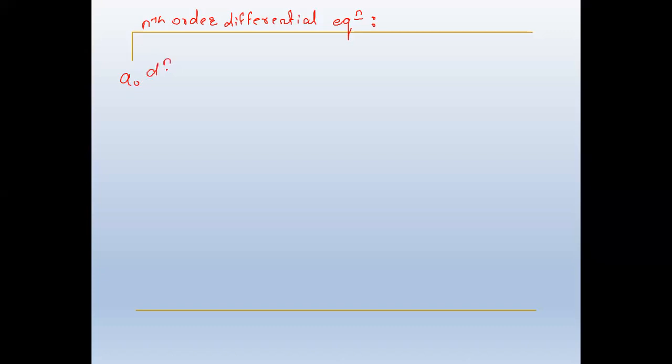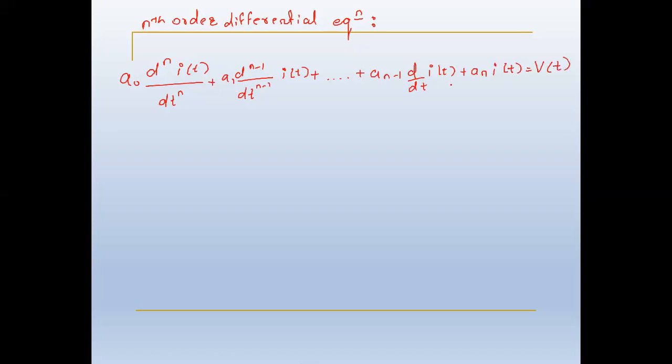This is the nth order differential equation: a0 d^n of i(t)/dt^n plus a1 d^(n-1)/dt^(n-1) of i(t) plus ... plus a_(n-1) d/dt of i(t) plus an i(t) is equal to v(t). Here a0, a1, up to an are positive constants. Let us call this equation number 1.